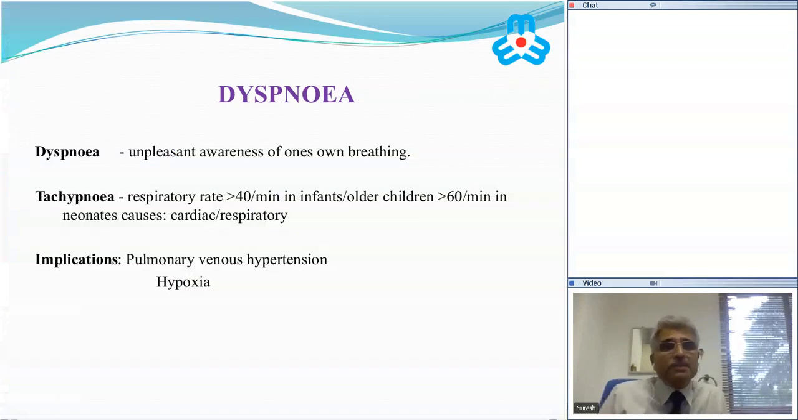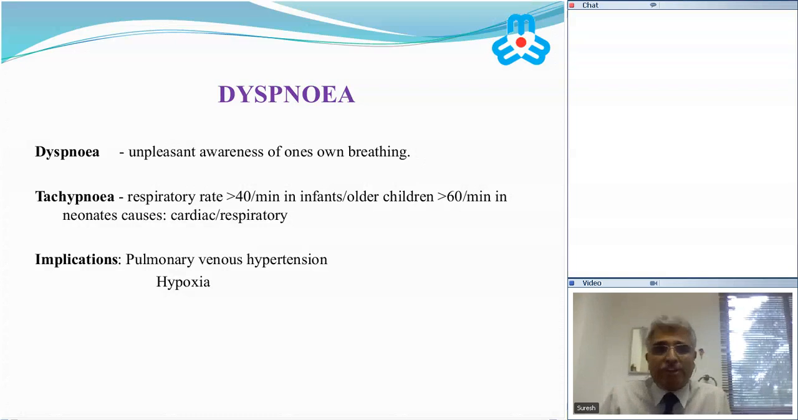We would start with dyspnea. Dyspnea can be defined as an unpleasant awareness of one's own breathing. Mind you, it doesn't necessarily imply that the breathing is fast. When the breathing is fast, you call it tachypnea. And since we deal with all ages of children, it is better to define at what age what constitutes tachypnea.